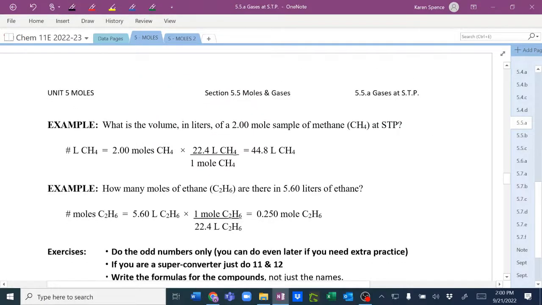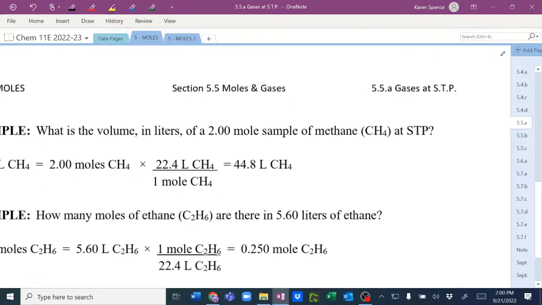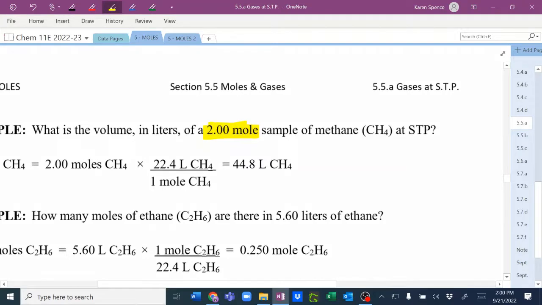So if I give you 2 moles of methane gas at STP, and it has to be at STP, otherwise we have to do some other calculations that are more complicated. Yes?